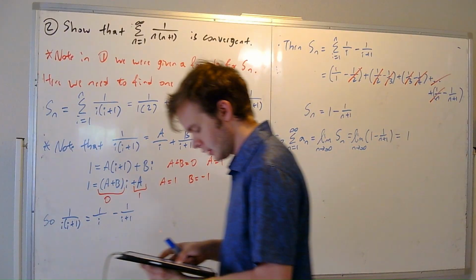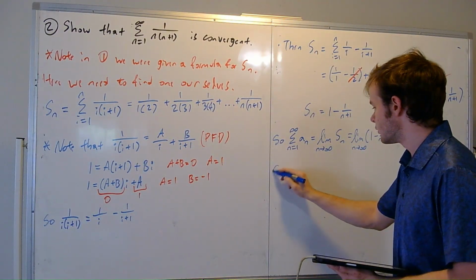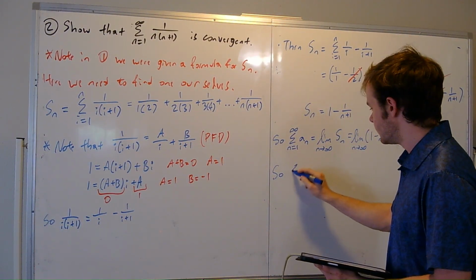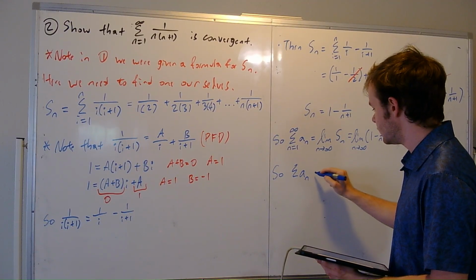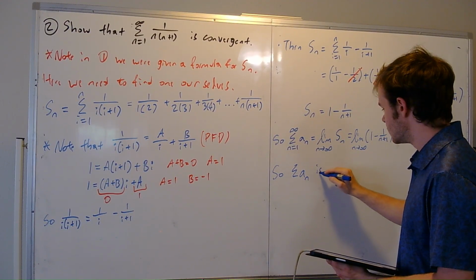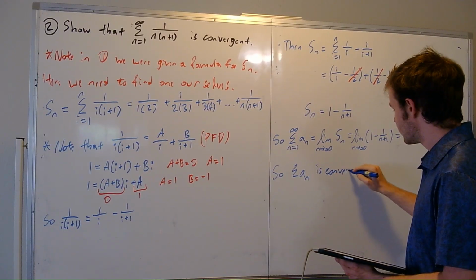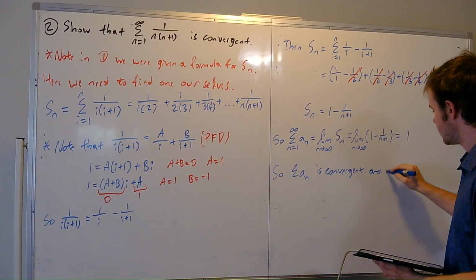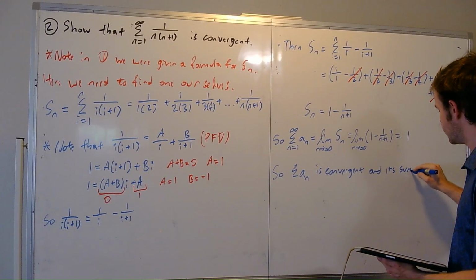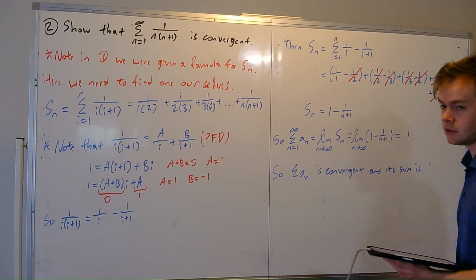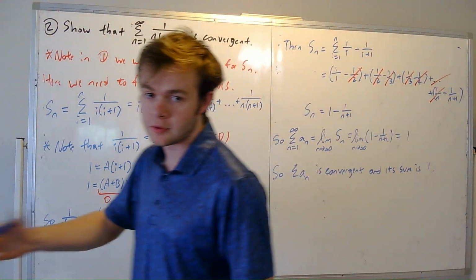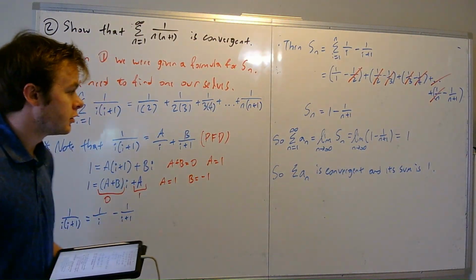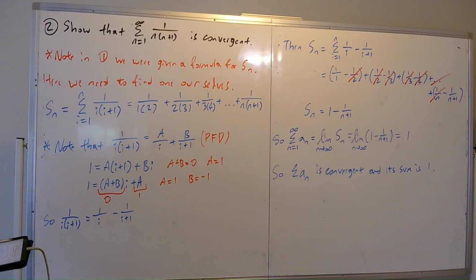Okay, so what we can say here is, the sum of all of these entries in the sequence is convergent, and its sum is actually equal to 1, right? So if you add all the infinitely many terms in this sequence, you're actually going to get 1.